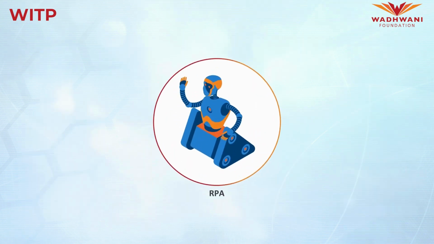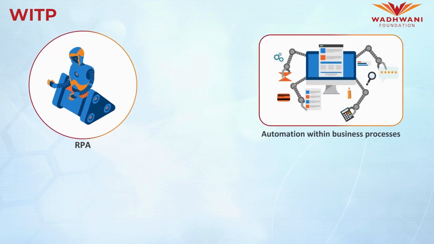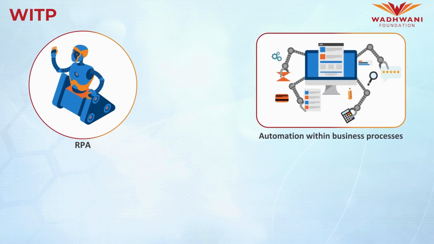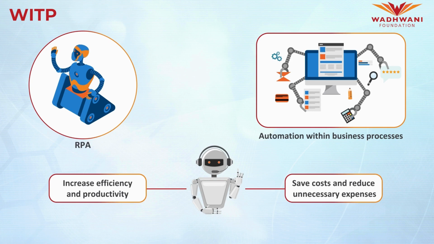Despite its mind-boggling features, RPA has certain limitations. RPA is a technology that brings in automation within business processes with the help of bots or robots to increase efficiency and productivity while saving costs and reducing unnecessary expenses. But even then, there are several things that an RPA cannot perform.